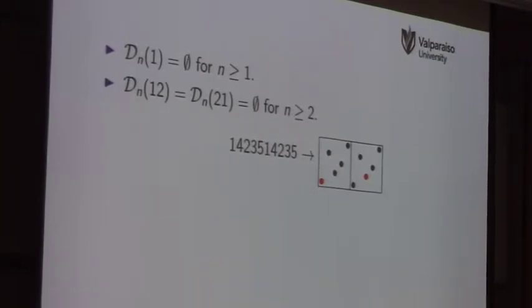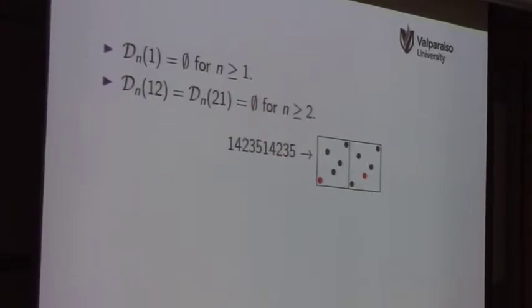And when I think about these, I don't really think about lists of integers. I think about these double lists as a discrete function from 1 up to 2n to the set 1 up to n. So this is the graph I would draw for the double list 1, 4, 2, 3, 5, 1, 4, 2, 3, 5.